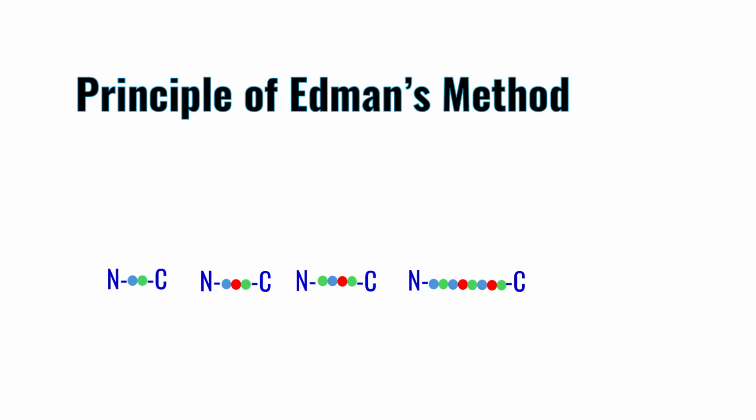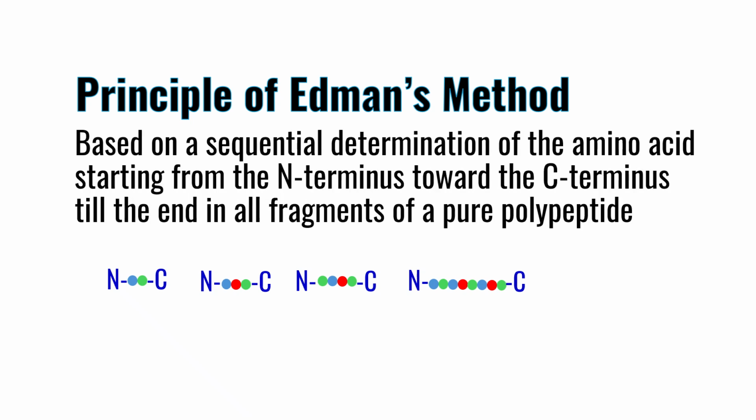So the underlying principle of Edman degradation or Edman method, same thing, is based on the sequential determination of amino acids starting from the N terminus toward the C terminus till the end in all fragments of a purified polypeptide chain. The size of the fragment should also range between 2 to 8 amino acid residues. However, this technique can handle peptides up to less than 50 amino acid residues, but it should be noted that the shorter peptide produces better results in this technique.